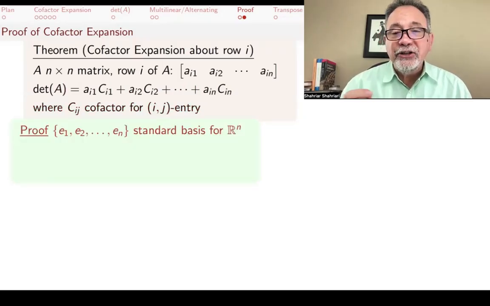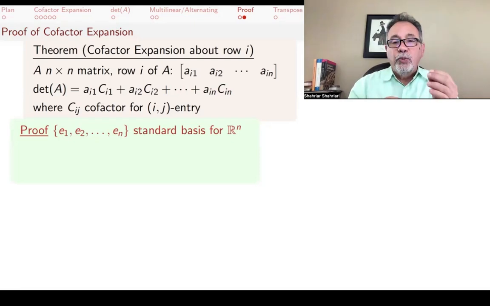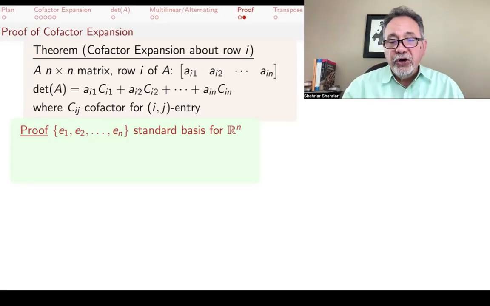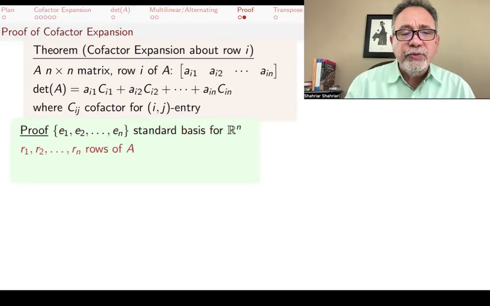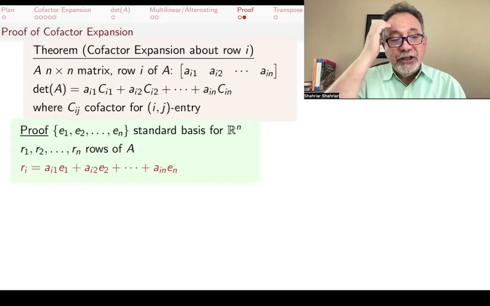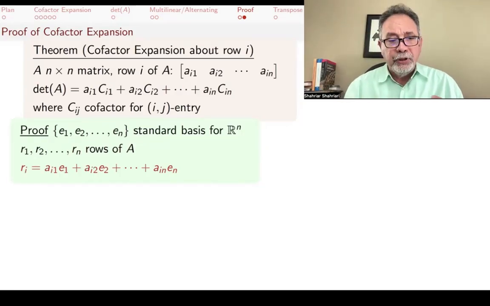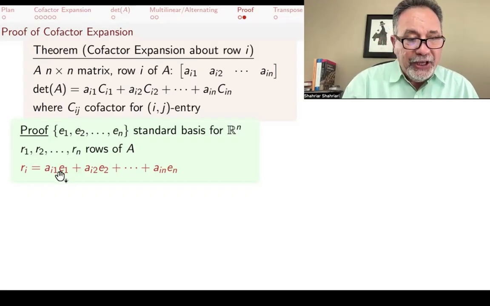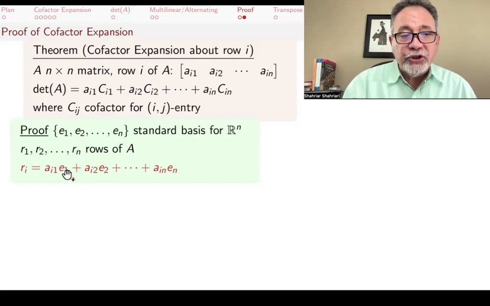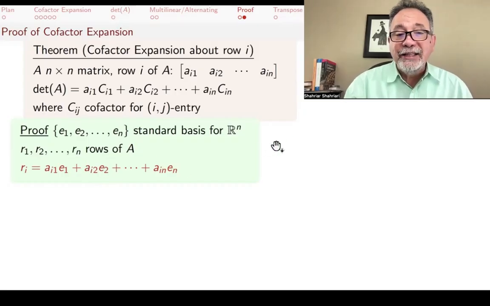I'm going to start with the standard basis for Rn. e1 is a 1 and then all zeros. e2 is a 0, 1, and then all zeros. These are elements of Rn. They're not numbers, they are vectors. R1 through Rn will be rows of A. And Ri, the ith row, I can write as ai1 times e1 plus ai2 times e2 plus through ain times en. If I take ai1 multiplied by this row vector, this one by that row vector, that one by that row vector, and add them, I will get exactly row i.